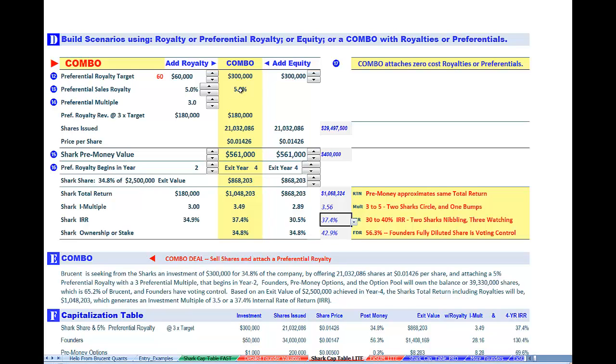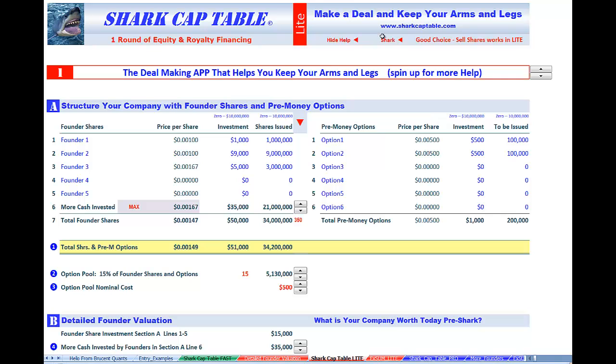So by offering a 5% royalty, they get an extra $180,000. You add that extra $180,000 to the Shark share, which is now 34.8, and the total is now a little over $1 million. They still maintain a pretty good internal rate of return, and on the multiple, but this is the important one, the 37.4, and their ownership has dropped from 42 to 34. Not so bad. Maybe that's a deal we can do. Now, if you get stuck and you can't remember how all this works, go back up here and ask for the help.